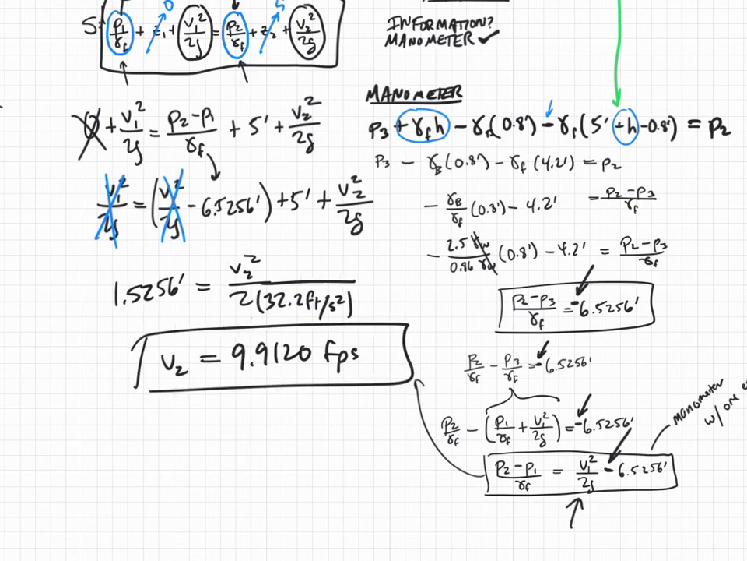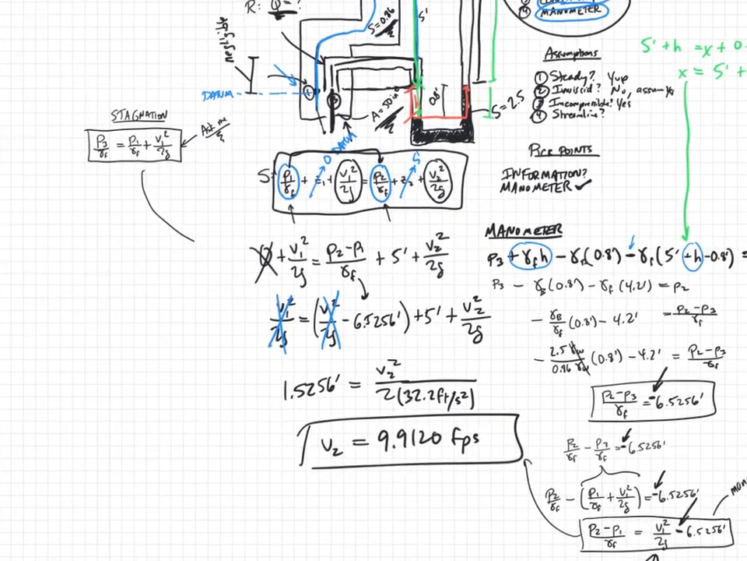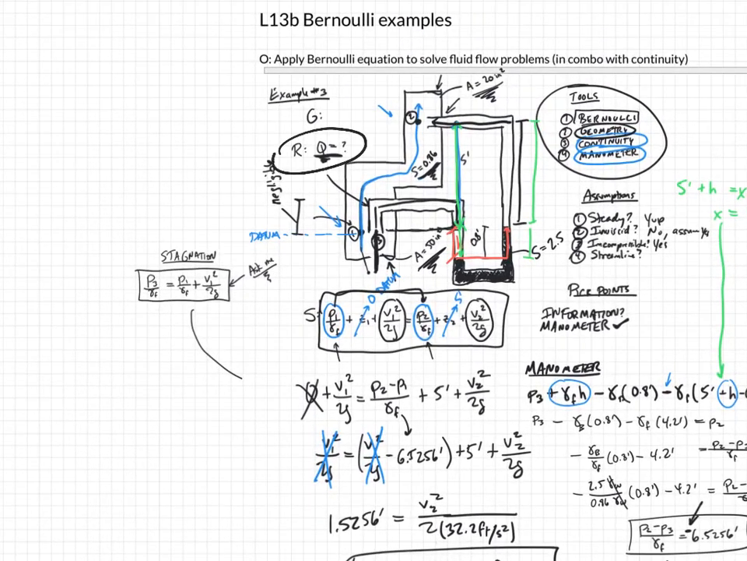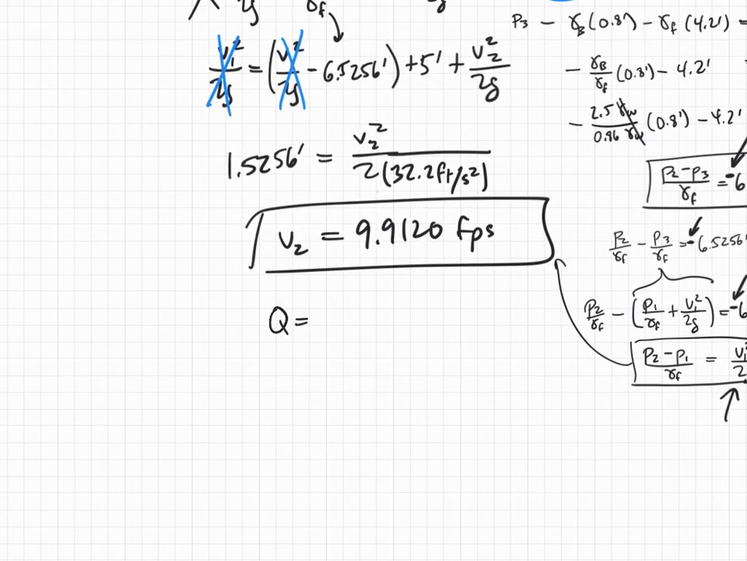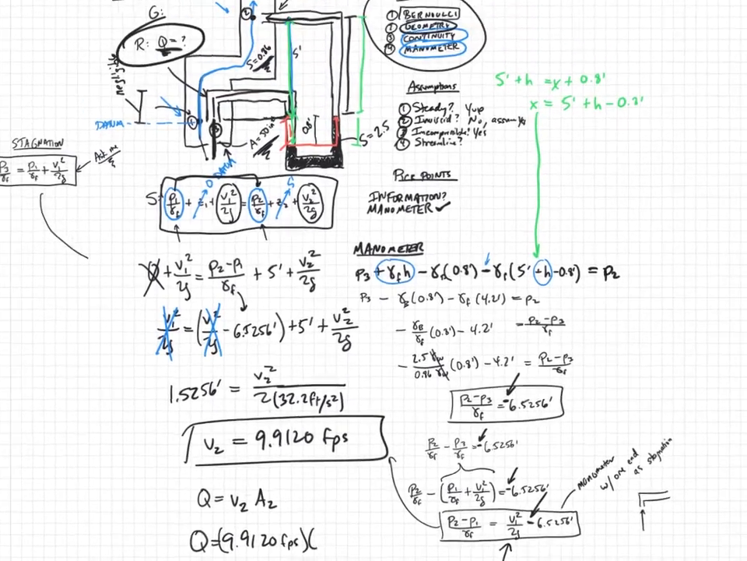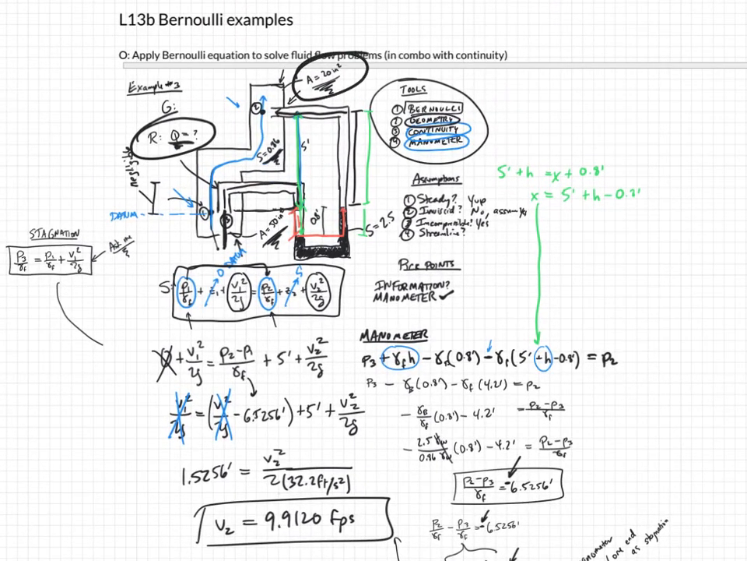We just need to remember what we're looking for, and it looks like we are looking for Q. So how do we get at Q? Well, Q equals VA, so Q equals V2 A2. Q equals 9.9120 feet per second, and we're going to multiply that times A2. What is A2? A2 is 20 square inches.